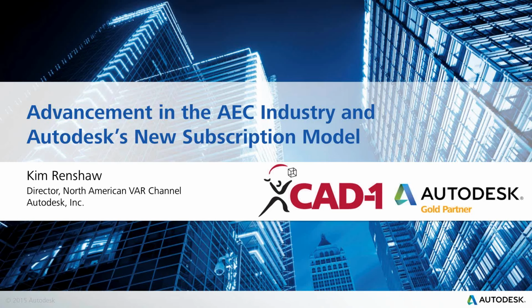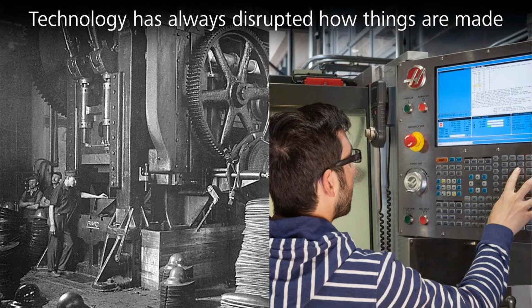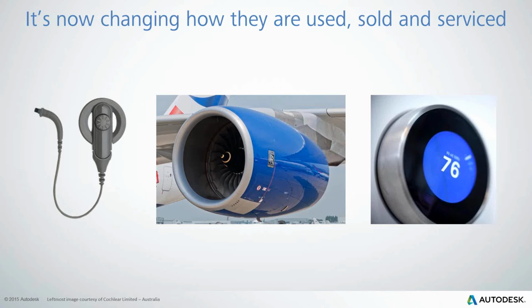So let me start from a very high level. If we look historically, technology itself has always brought disruption to how things are made. And when we look where we are today, it's not only changing how things are made, but technology is impacting how things are used, how they're sold, and how they're serviced. Looking at just three examples I have here on the screen, medical devices, for example, today are being manufactured and customized for that user, right? They're not doing a massive run-off. They're one-off manufacturers that really hit a specific need.